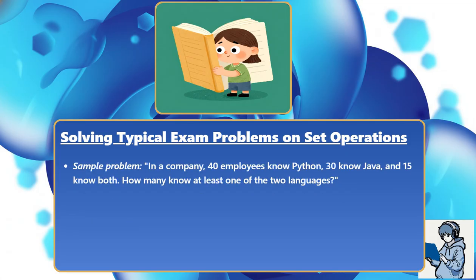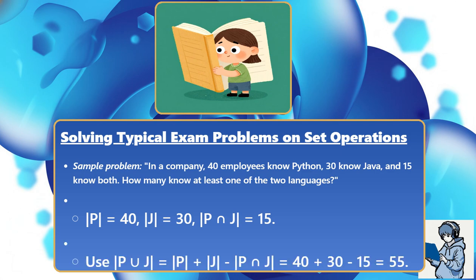Sample problem: in a company, 40 employees know Python, 30 know Java, and 15 know both. How many know at least one of the two languages? The cardinality of P equals 40, the cardinality of J equals 30, the cardinality of P intersect J equals 15. Use the cardinality of P union J equals the cardinality of P plus the cardinality of J minus the cardinality of P intersect J equals 40 plus 30 minus 15 equals 55.